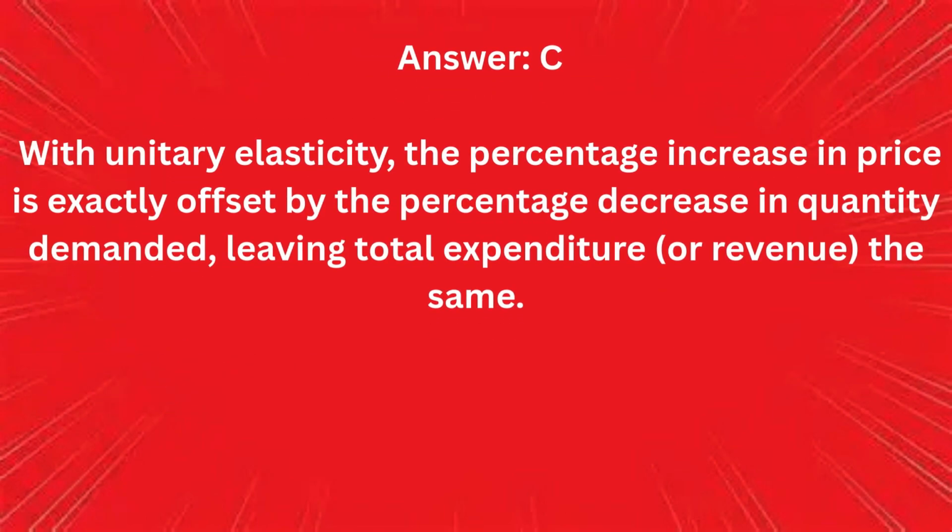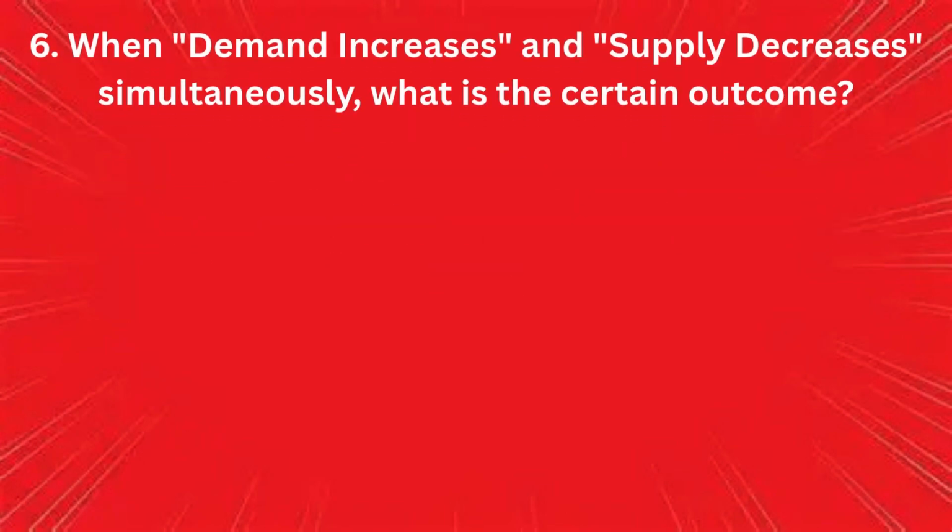Answer. C. With unitary elasticity. The percentage increase in price is exactly offset by the percentage decrease in quantity demanded, leaving total expenditure, or revenue, the same. 6. When demand increases and supply decreases simultaneously, what is the certain outcome?